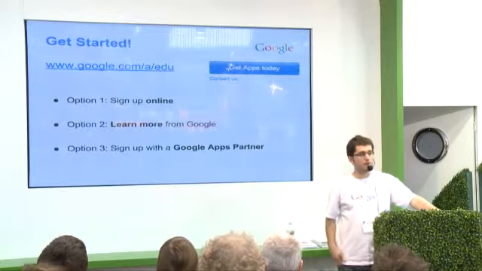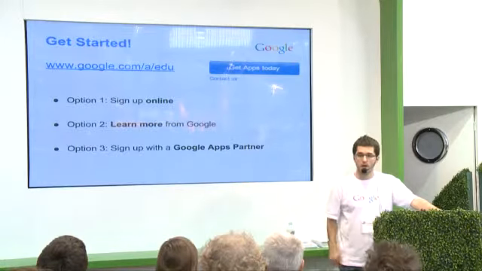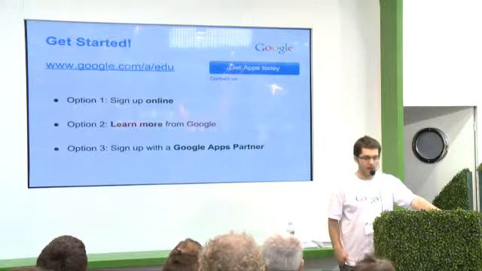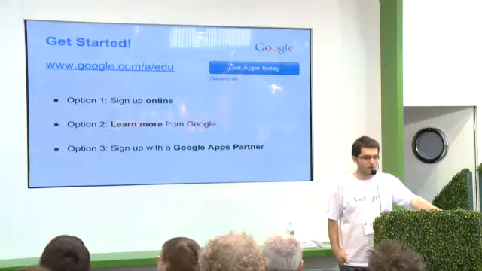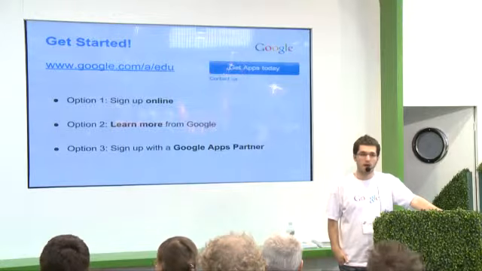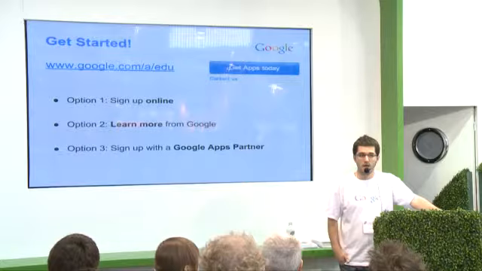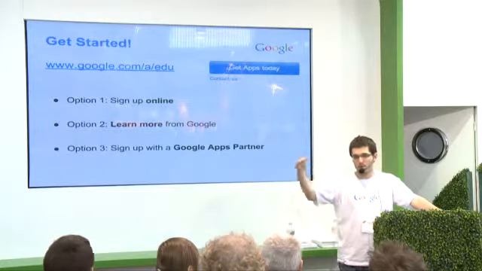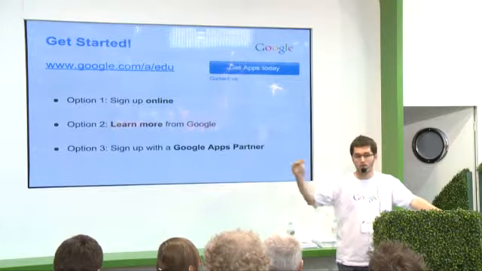So if you decide to go Google, the best way to do it is just go to the education site, and on the right-hand side you will find Get Google Apps Today. If you click on there, you will go to a sign-up page where you have basically three options. The first option is to sign up online and follow all the online processes to get your Google Apps account ready. The second option is to contact our sales team.